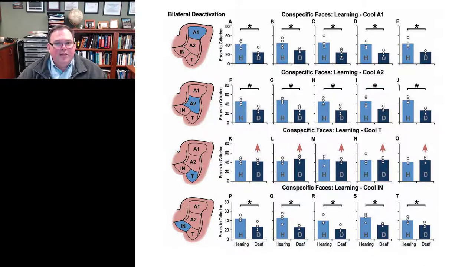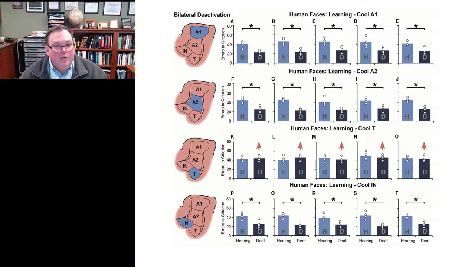Now, this is what we saw with conspecifics. We see the exact same thing with human faces. The upper two lines are area A1 and area A2, and performance there seems to be pretty normal, with the deaf animals having an advantage over the hearing animals. Similarly, in the lower line for area IN, you can see the deaf animals have an advantage over the hearing animals. But once again, for the human face discrimination learning, you see that bilateral deactivation of area T means that there is no performance advantage for the deaf animals. The advantage goes away.